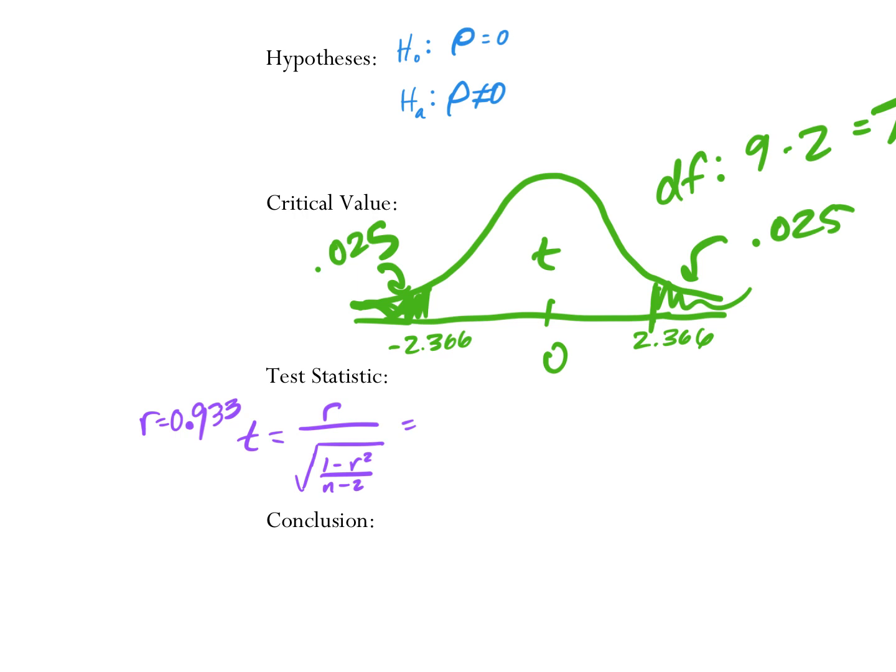Okay, so to calculate our t statistic, we would do 0.933 divided by the square root of 1 minus 0.933 squared over 7. So we already said n minus 2 was 7.